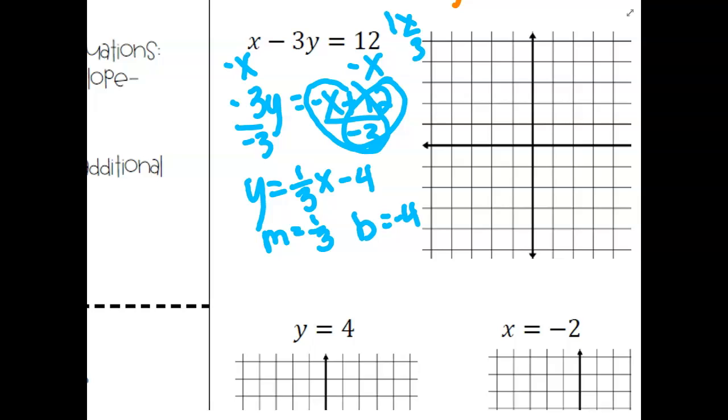Now, whenever we're ready to graph the line, this is the hard part. Putting in y equals, that's the hard part. That's what you guys did yesterday. To graph the line, it's super easy, guys. But the biggest thing, okay?